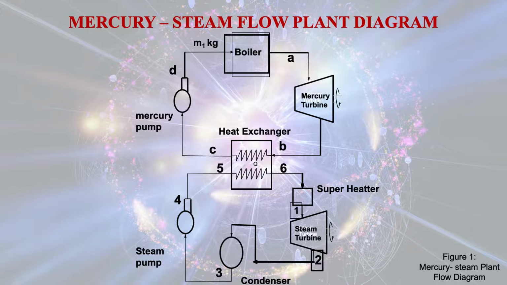Now we see that in the steam turbine, there is also work done by the steam turbine. That work done we can get from the expression H1 minus H2, where H1 is the enthalpy at state 1 and H2 is the enthalpy at state 2. So work done by the steam turbine is equal to H1 minus H2. Here we are assuming that 1 kg of steam is circulating through the bottom cycle.